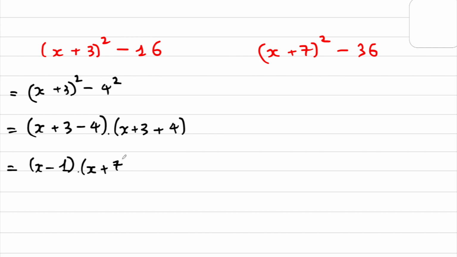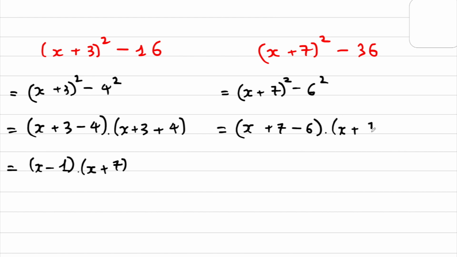You got this result. Okay, stop the video right now, work on it by yourself, and then play the video and watch my solution. 6 square here, h plus 7 minus 6, and h plus 7 plus 6 here. This means h plus 1 and then h plus 13. H plus 13, yeah, the next two questions.